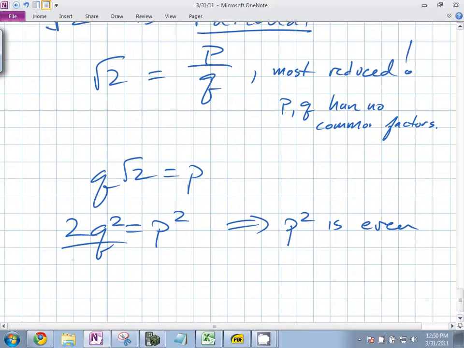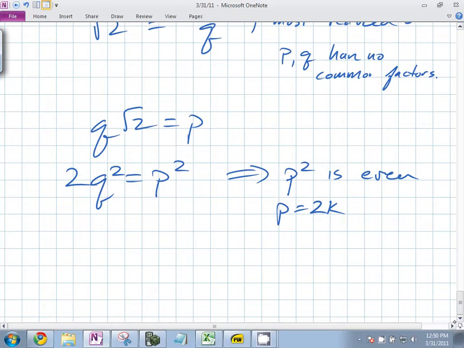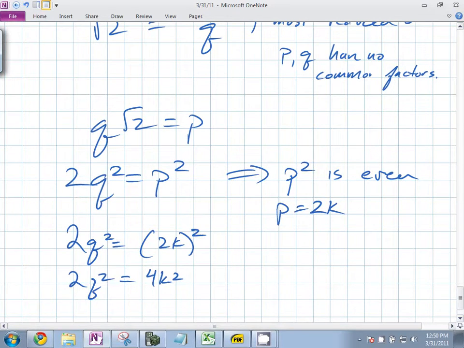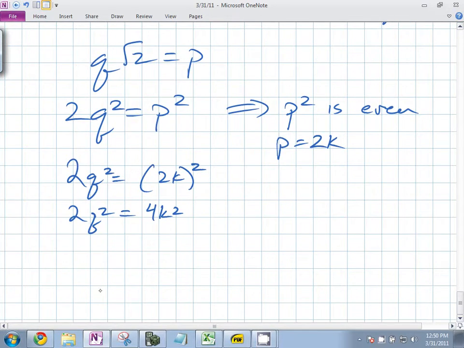Do you agree? So therefore, 2q squared is equal to 2k squared. But what is 2k squared? 4k squared. What can I divide both sides by? So therefore, q squared is even. What did we just prove? q squared is even and p squared is even.